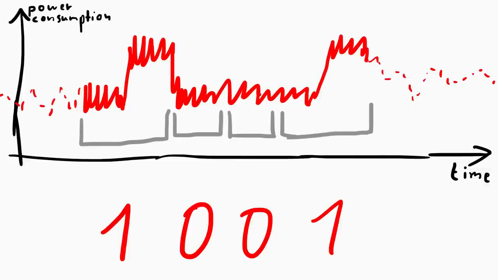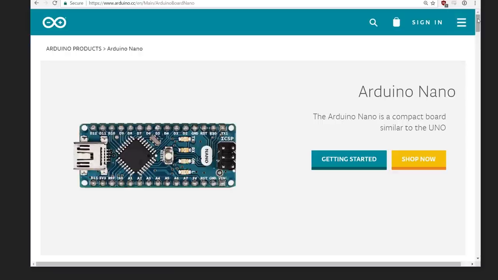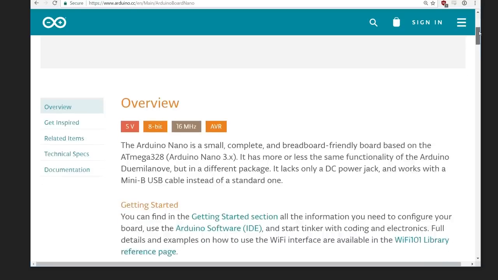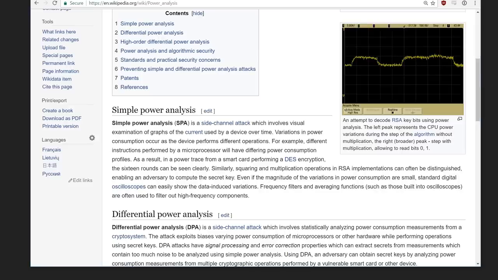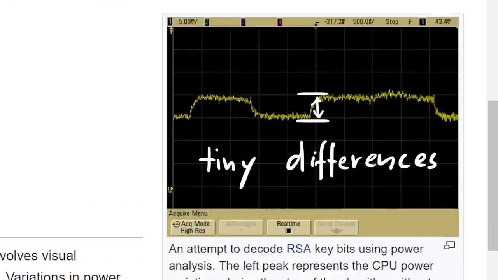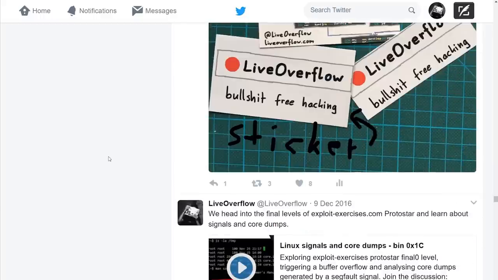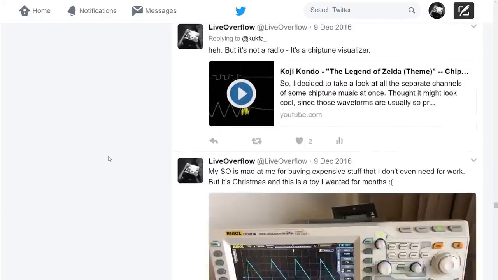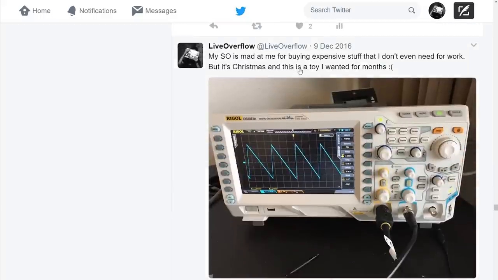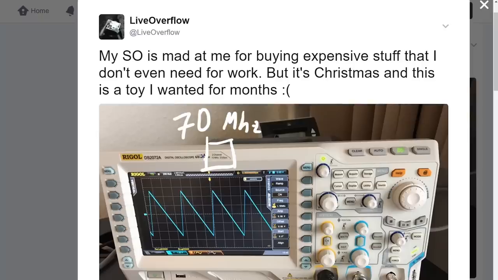Okay, theory is fine, but how the heck do you do this in reality? A processor can run really, really fast. For example, the Arduino Nano runs at 16 MHz. Also, the difference in power consumption must be really, really tiny. So you need something that can measure small variations very, very fast. So a digital oscilloscope seems like an obvious choice. My Rigol can capture data at up to 70 MHz, so that seems enough.